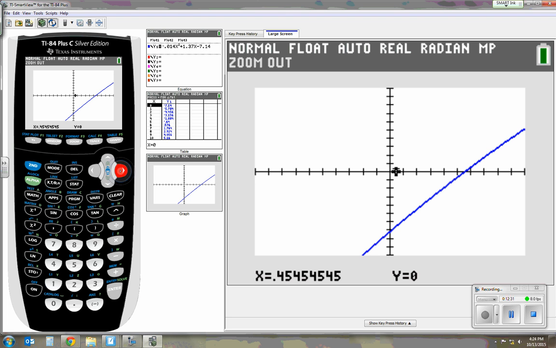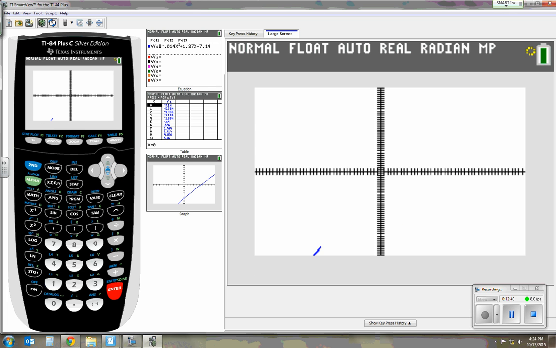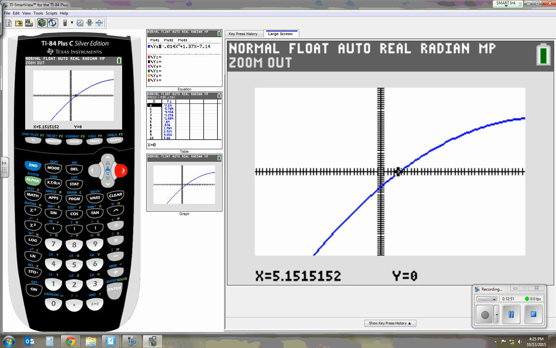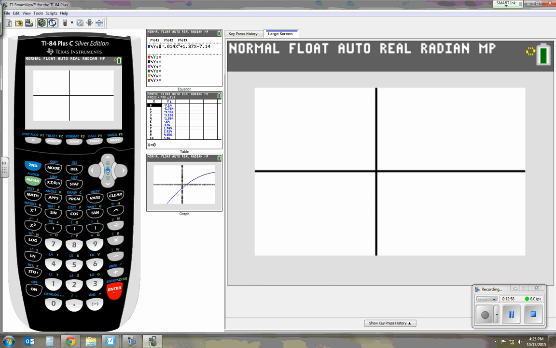Let's arrow over a little bit, and I'm going to push enter. Let's zoom out. Let's see what that looks like. Still not quite being able to see the vertex, so let's zoom out again. Zoom 3. Move over a little bit more. Let's see how that looks. Can we see the vertex of this parabola? There we go. We can see the vertex.